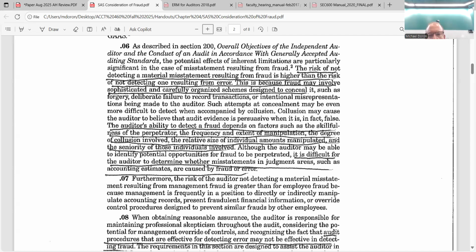It is difficult for the auditor to determine whether misstatements in judgment areas, such as accounting estimates, are caused by fraud or error. Okay, we already talked about this. Accounting estimates are where they had to make a judgment call, and it's very hard for you to second guess a judgment call. It's not like a bright line, this is GAAP, this isn't. It's a tough area for you. So when you find a questionable judgment call that they made, like how they're going to depreciate something, the salvage value, it's hard for you to know. Was that an honest mistake or was it fraud? As an auditor, it's tough for you to know. You probably won't have enough evidence to really know for sure.